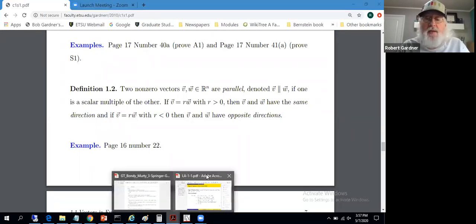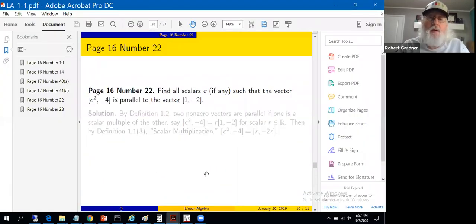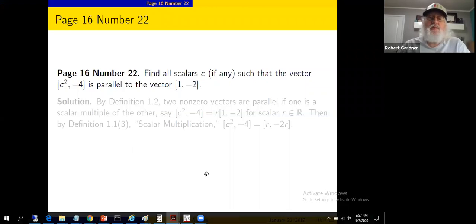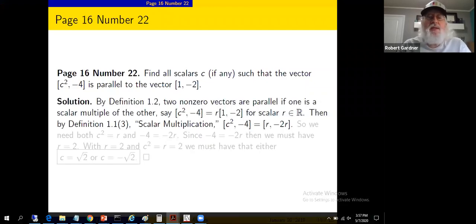Let's do that here. Okay, let's look at number 22. It says, find a scalar c, if there is such a scalar, such that the vector (c squared, negative 4) is parallel to the vector (1, negative 2). All right, you know what parallel means. It means one's a scalar multiple of the other.